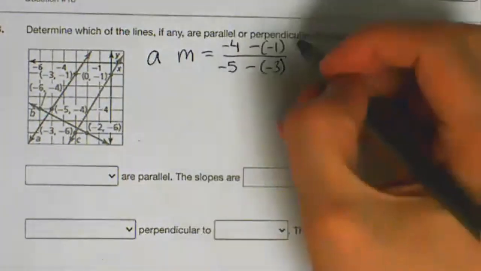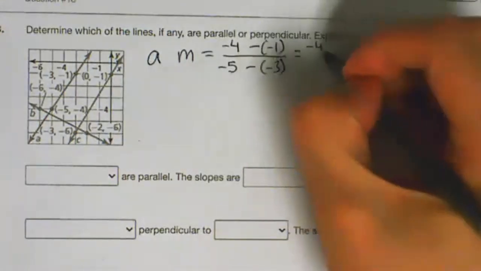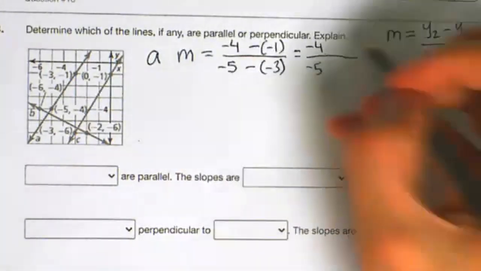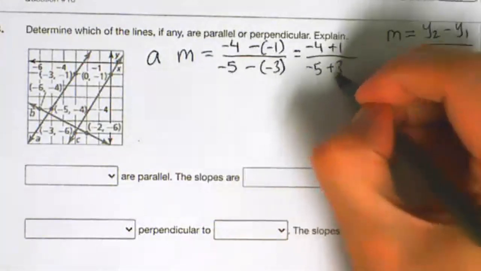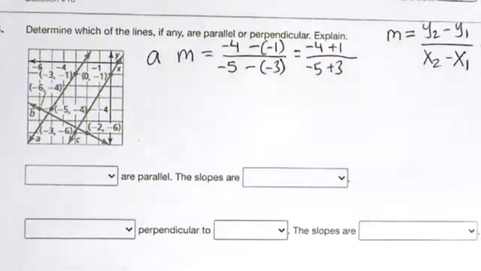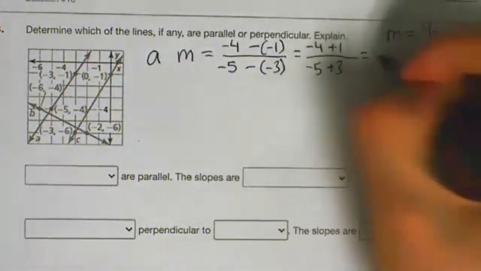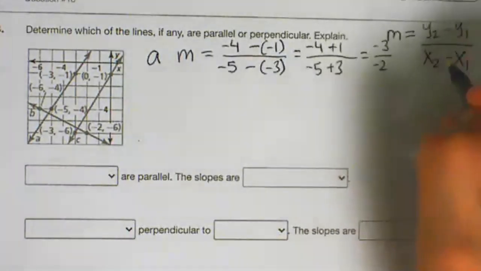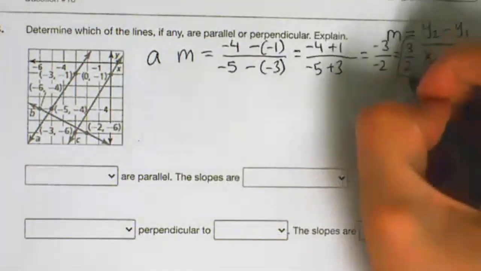So we need to simplify this before actually finding our slope. Our -4 and -5 both just get to sit there, but -1, subtracting a negative is the same as adding. And likewise, -3 is +3. So that means we have a -4 plus 1, which will give us a -3, and -5 plus 3, which gives us -2, meaning the slope of line A is 3/2.